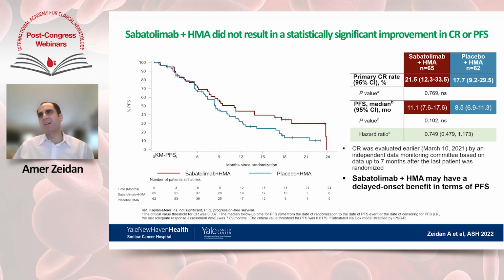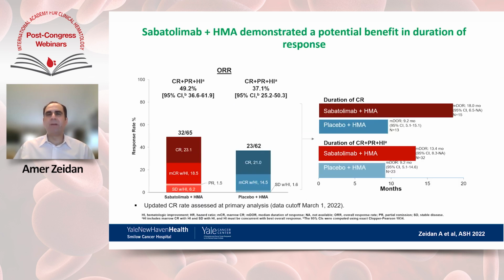You can see that the CR rate was 21% compared to 18%. And the progression-free survival, while it was not statistically significant, you can see it was 11 months compared to 8.5 months. However, when you look at the curves for the PFS, you can see a late separation. And this, I think, is interesting because immune checkpoint inhibition certainly can have delayed onset of benefit.